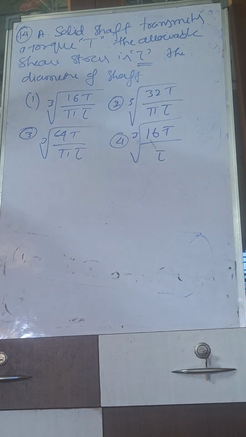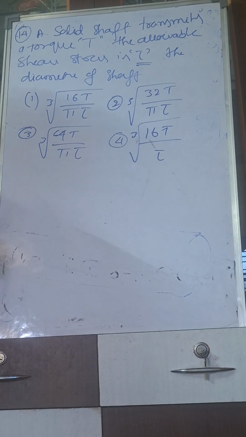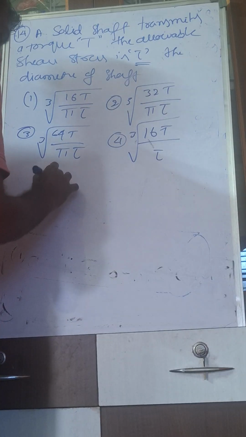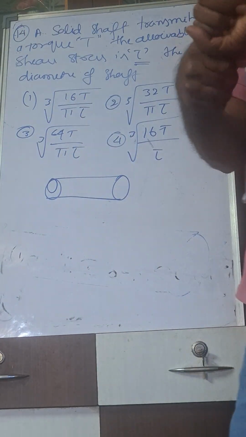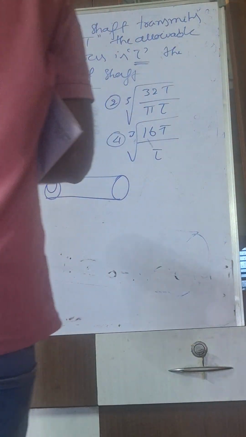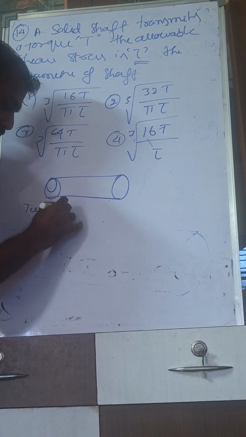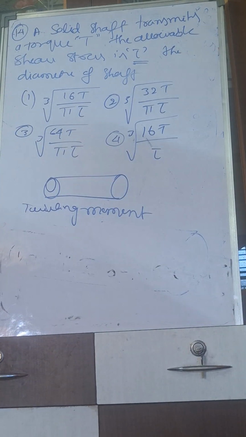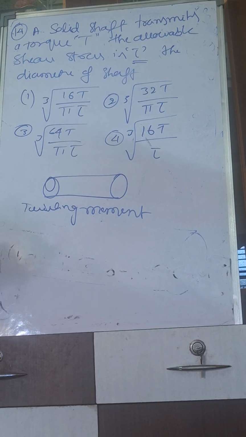See, a solid shaft transmits a torque T with an allowable shear stress. You have one solid shaft. What is meant by torque? Torque means a twisting moment. Here, the twisting moment, and the allowable shear stress tau, find the diameter of the shaft.